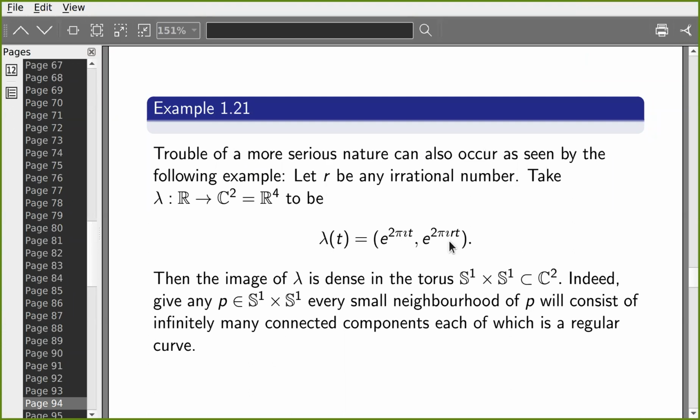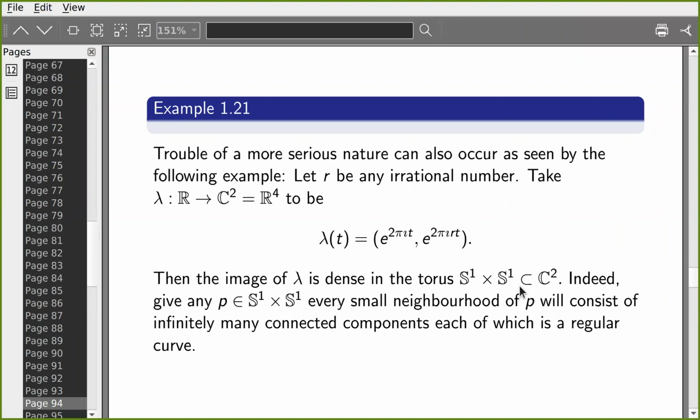If it's a rational number, this will be a nice curve winding around the torus, and it will be a closed, simple closed curve, a regular simple closed curve, just as in the definition given in the book, and that is the definition we have adopted. It will be a periodic curve if r is rational. If it's irrational, it is non-periodic, it is injective.